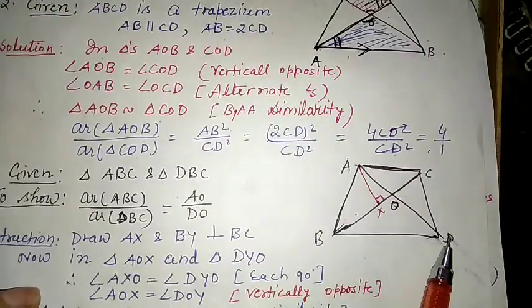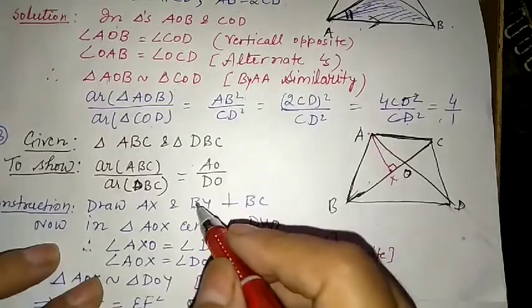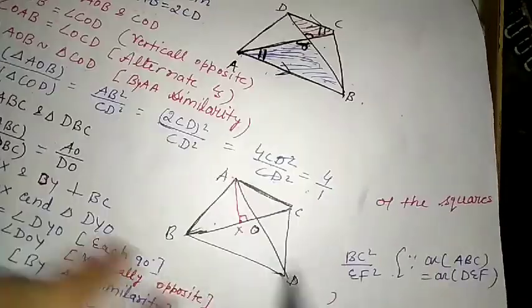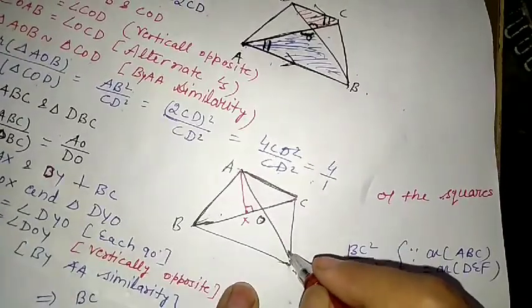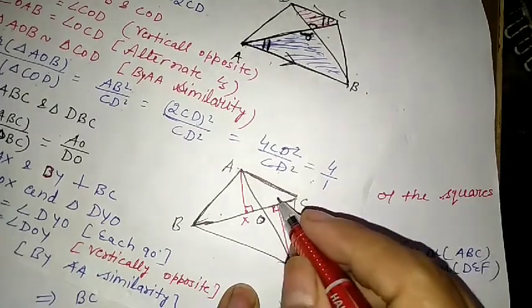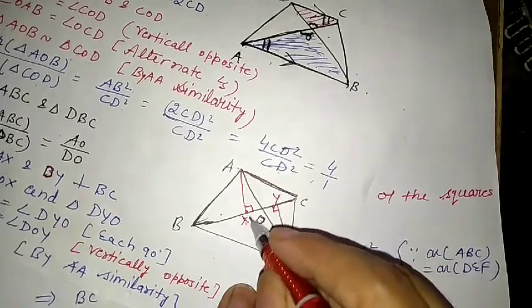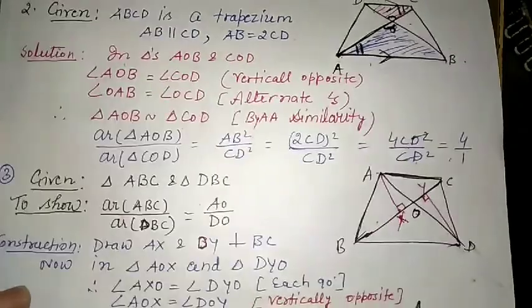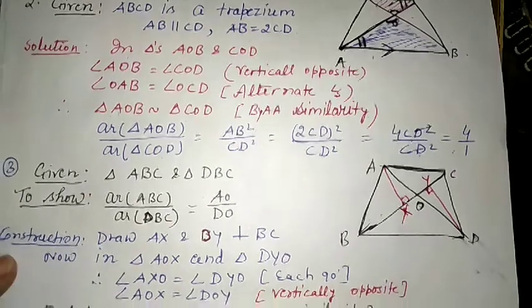Similarly, we have to draw the perpendicular. This is DY on BC from here. This is the perpendicular and suppose this is Y. This is X and this is Y. Both the perpendiculars we have to draw.